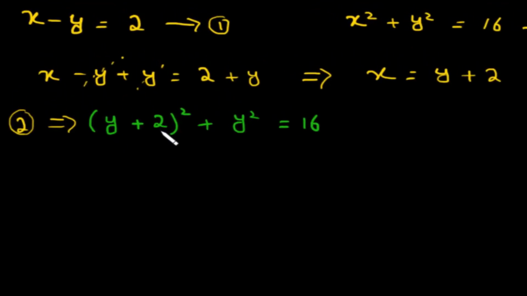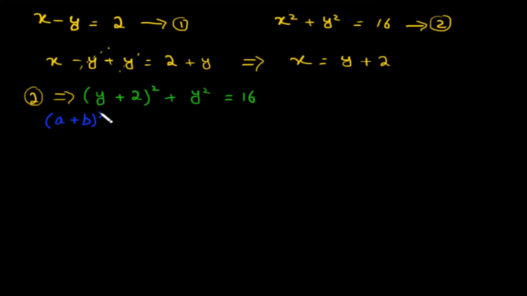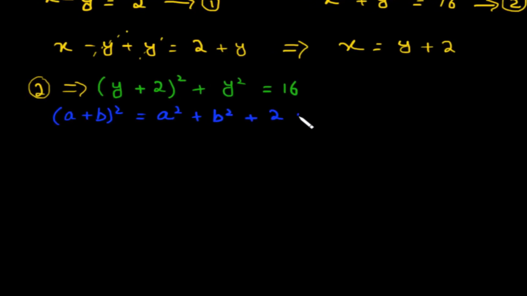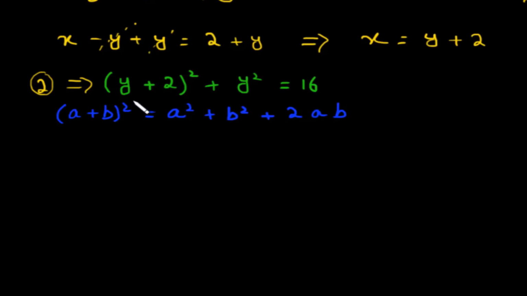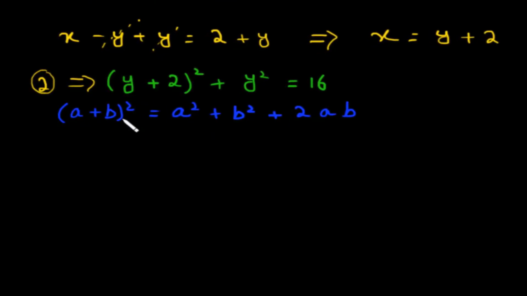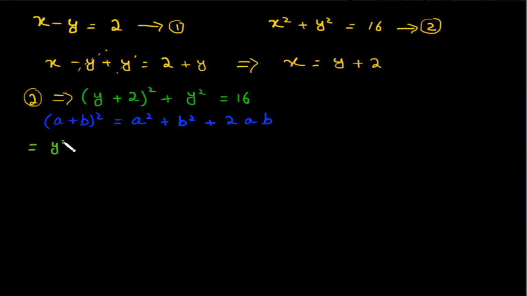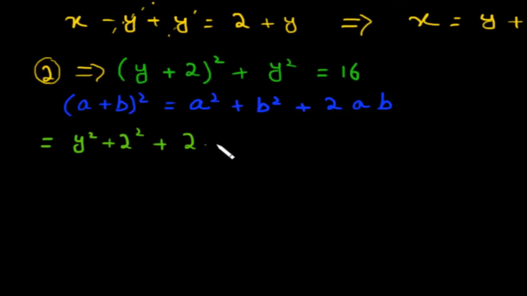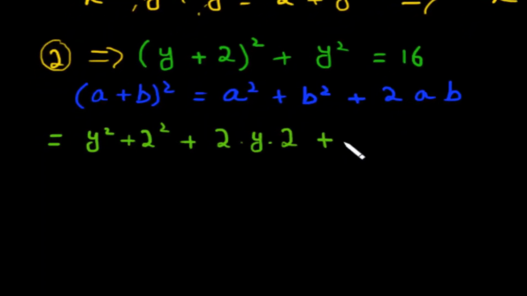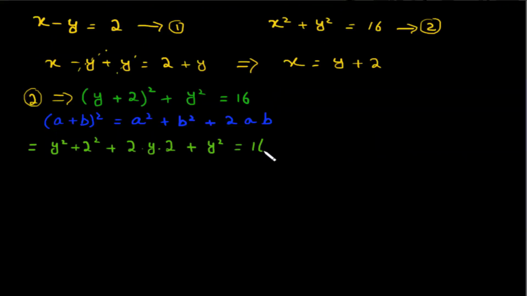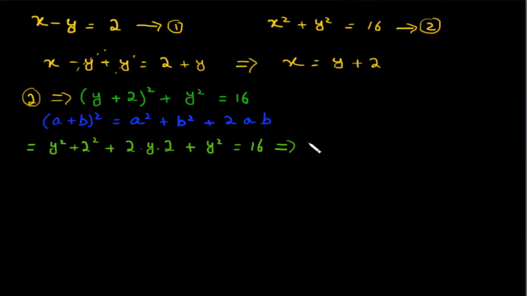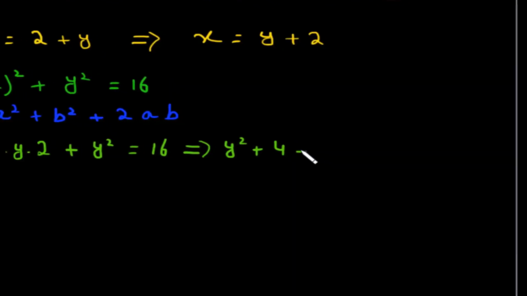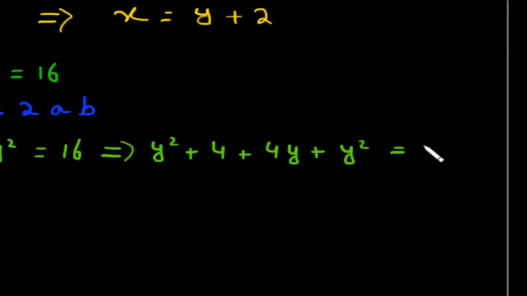Now I know that (a plus b) whole squared is equal to a squared plus b squared plus 2 times a times b. So I have to treat this y as a and this 2 as b. This will become y squared, and for b squared I replace 2 squared, plus 2 times y times 2, and this will retain its place, that is y squared is equal to 16. Now 2 squared is equal to 4, and 2 times 2 will give us 4y, plus y squared is equal to 16.